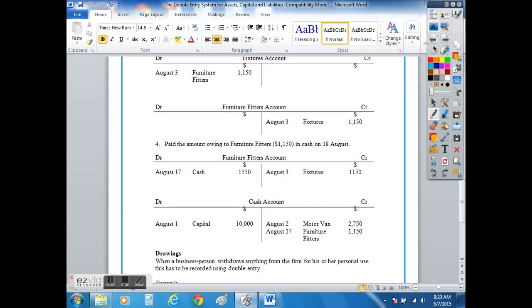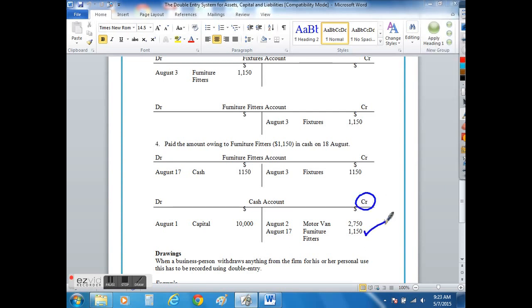So the recording of this transaction again looks at the credit, which will be on the right hand side of our cash account, and when we pay off the 1,150, that money is going to leave our cash account and go into the creditor account on the debit side, and it will be recorded on the date on which the transaction actually occurs, which is August the 17th.